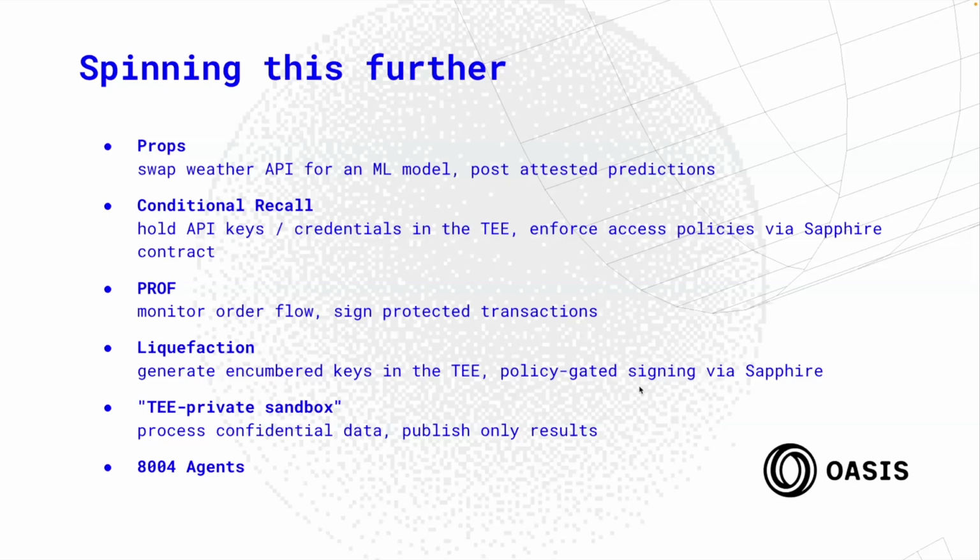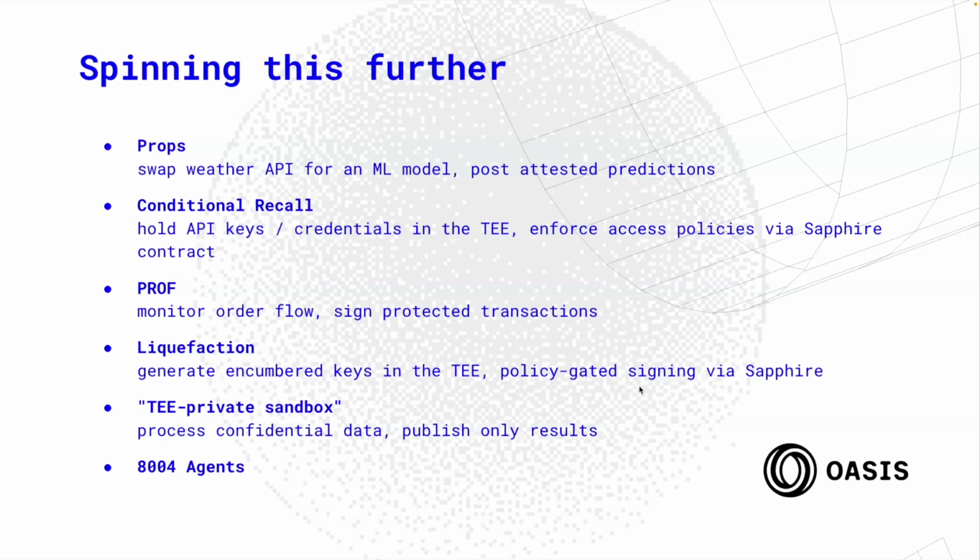Liquefaction is actually the main demo implementation, also with Take My Ape from Kernel, built on top of Sapphire. So it uses the Sapphire smart contract chain to have these encumbered wallets. And you can build on top of this encumbered wallet system. In general, with dstack or with Oasis, you have at the end a TEE sandbox where you can process confidential data and publish only results.